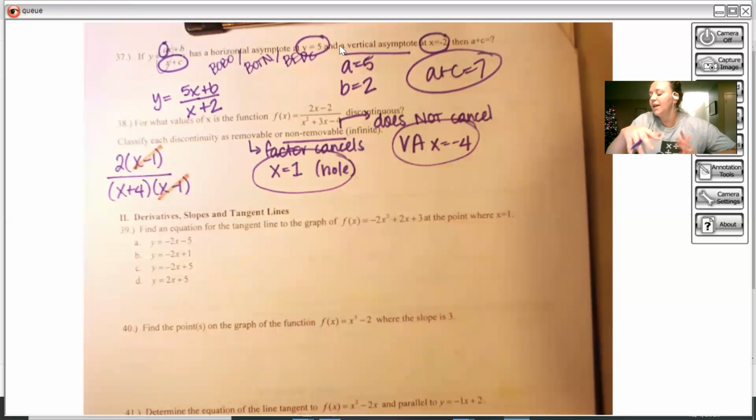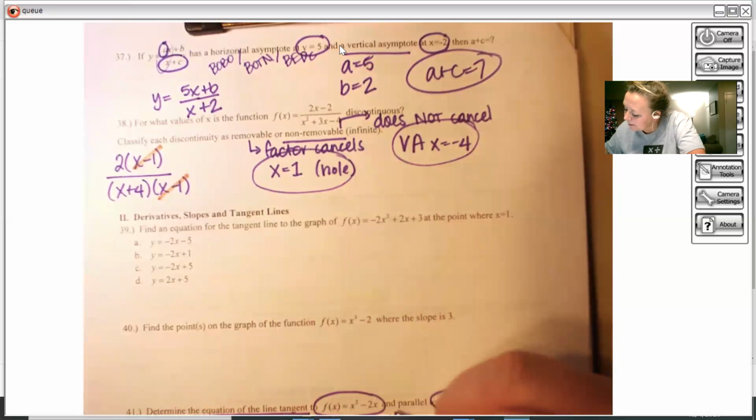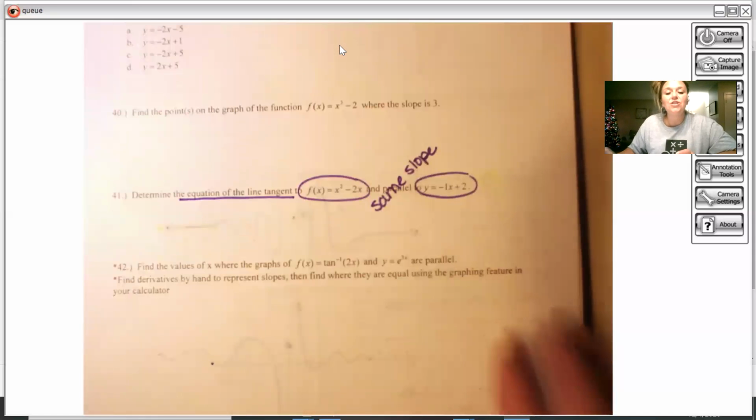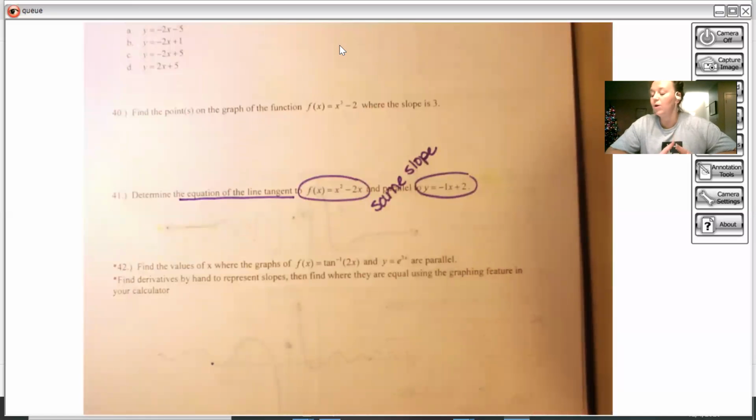All right, so we're kind of getting into derivatives from here. So let's say that we're doing number 41. Okay, so 41 says determine the equation of the line tangent to this function and parallel to this line. Okay, so the first thing you should think about is that parallel means that you need the same slope. Okay, and if my slopes are the same, my derivatives have to be equal. So what I'm going to do is take the derivative of f and the derivative of the line, and then I'm going to set them equal to each other.